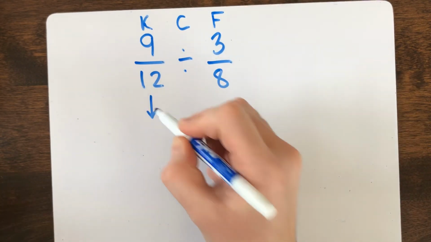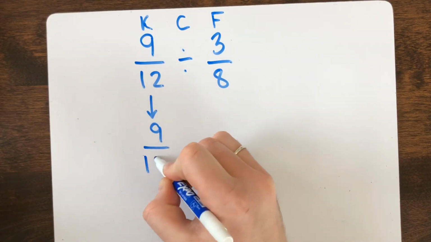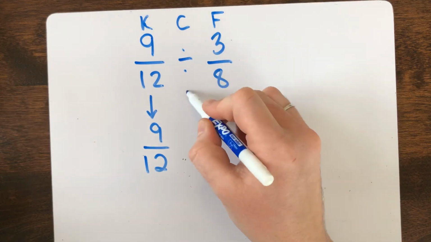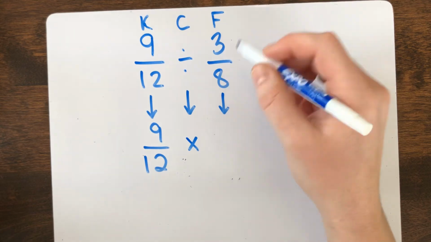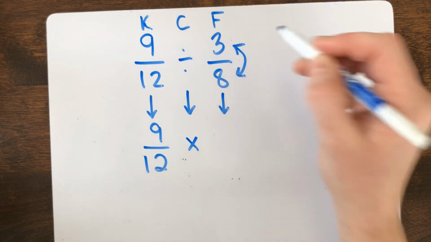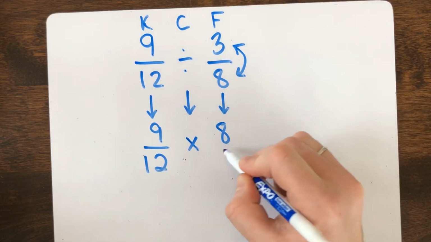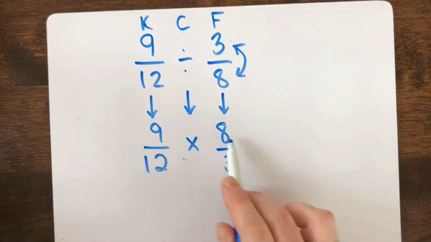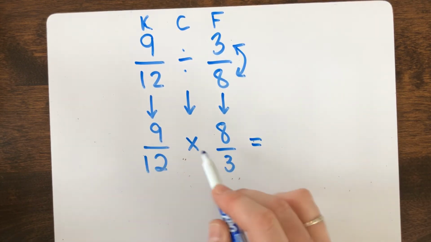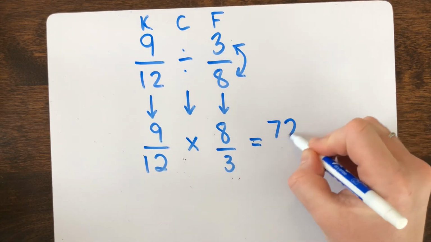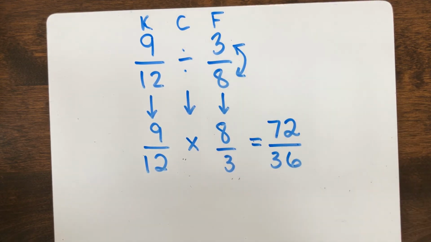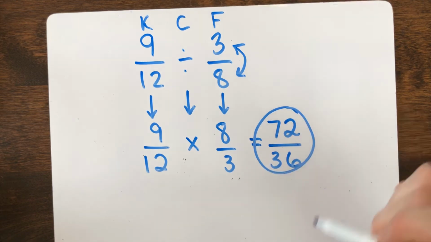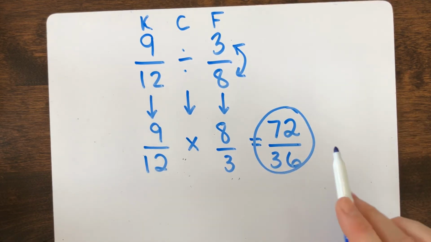So we keep the 9/12. We change the division to a multiplication, and then we flip the 3/8, or again, find the reciprocal, and it's 8/3. Now, if we multiply straight across, 9 times 8 is 72. 12 times 3 is 36. And we got some big numbers here. And again, that's not our answer because we have to do some division.